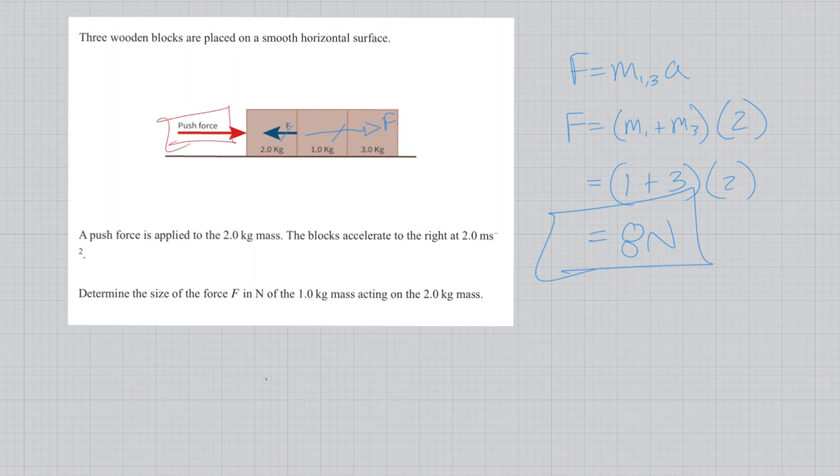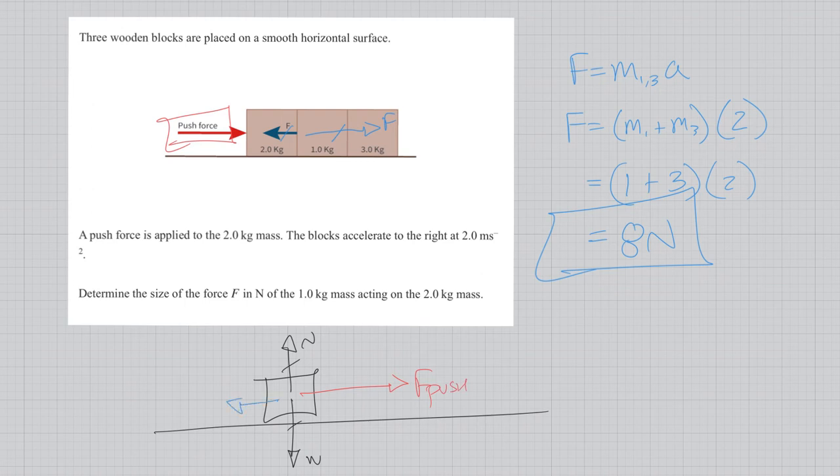Because if we drew our 2 kilogram mass here, here are the forces that are acting. We have the weight, or the force of gravity. We have the normal force. Those two are going to cancel out and really not a factor in this problem. And then we have our push force, so we'll call that F push. And then we have our resistive force, and we know that's 8 newtons. And we have a mass here of 2.